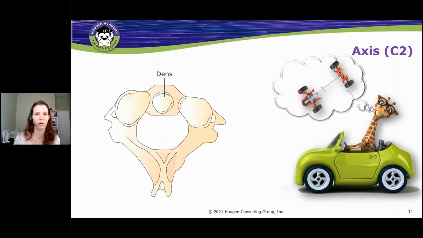And then the next slide, that C2, the axis. Where you see the dens, that actually is a protrusion. The technical name is a tooth-like structure, which pokes up through the C1, and the C1 sits right over it. They fit together like a perfect puzzle piece and allow movement in all directions. This allows the head to pivot just like an axle.